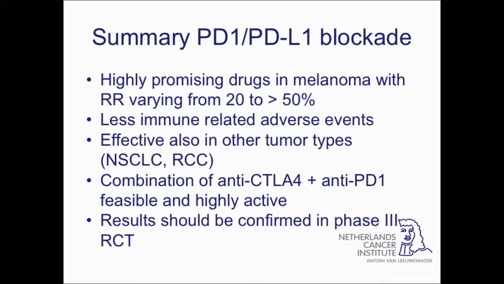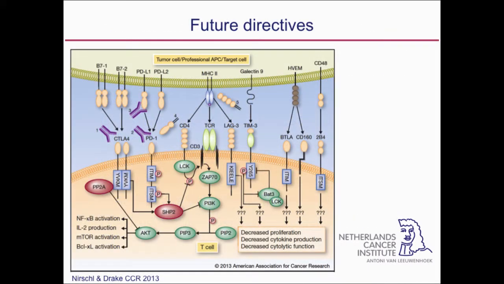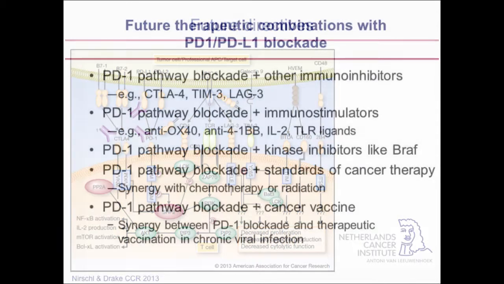So if you look at future directions, like already alluded to in the beginning, there are other molecules that also appear to have an inhibitory role in the interaction between T cells and antigen-presenting cells, or maybe tumor cells, such as LAG3 and TIM3. And now antibodies are also being generated against these two molecules, and some of these, especially against LAG3, are already in clinical development. So I think we will hear much more of immune checkpoint blockades in the future.